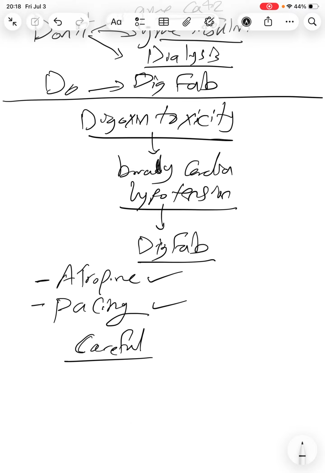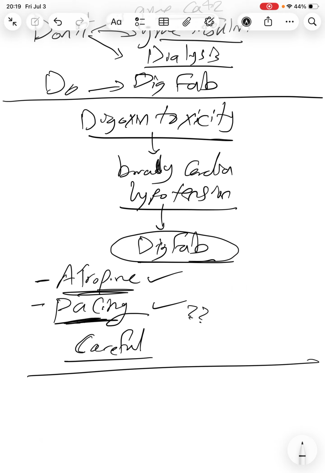Why should you be so careful? Because with pacing, there is a lot of electrolyte disturbance inside the cell because of the digoxin. There is more sodium, more calcium, less potassium. So if you start pacing and there is a lot of electrolyte disturbance inside the myocardial cell, this may deteriorate it. So try atropine, maybe try pacing, but be so careful until you get the Dig Fab. The Dig Fab here is the definitive treatment.